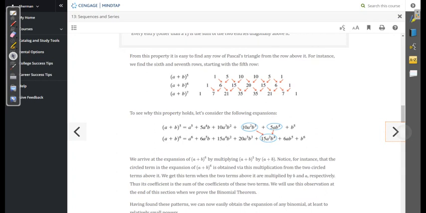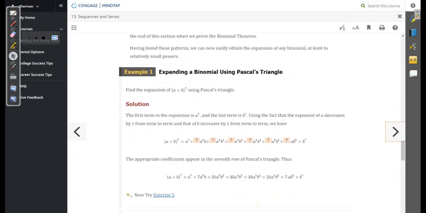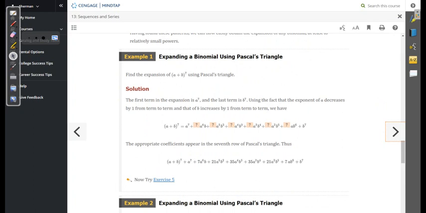We see that the expansion up here is for the 7th row of the triangle: 1, 7, 21, 35, 35, 21, 7, 1. So (a + b) to the 7th power is just going to be in that form, and we do indeed see down here that (a + b) to the 7th power has those coefficients: 1, 7, 21, 35, 35, 21, 7.